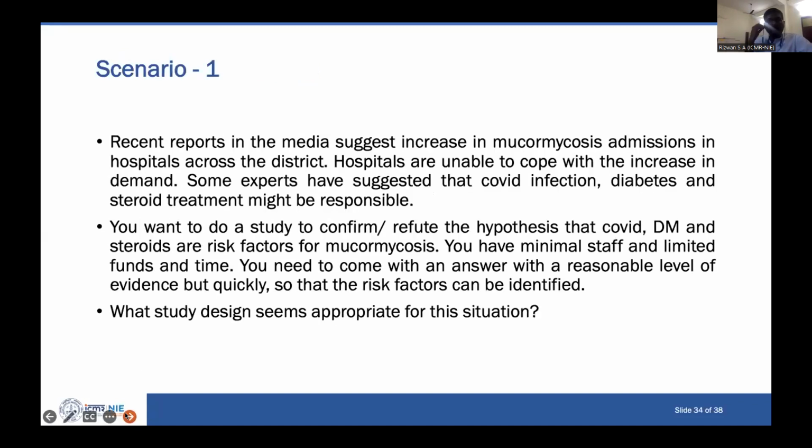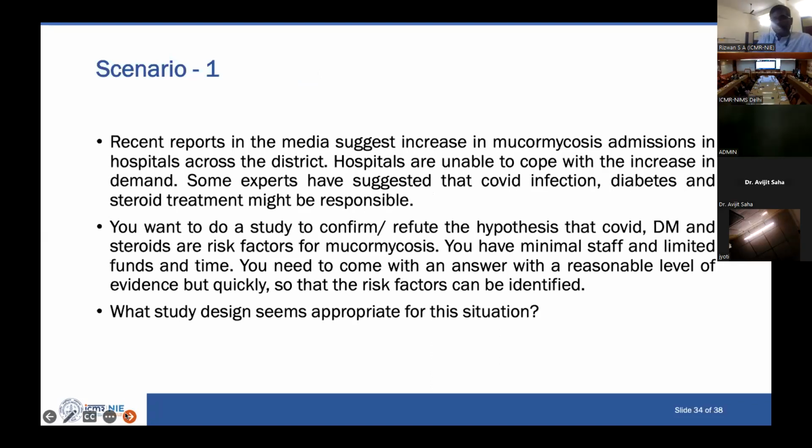Now, I'm going to show some scenarios, and if you have any answers to these scenarios, you may please chat in the type window, or you can also unmute and we can have a discussion on what study design you will be choosing for a particular scenario. There may be more than one answer to this question, so please feel free to discuss. We have 5 more minutes, so you can also discuss this later on. The slides will be with you, I hope.